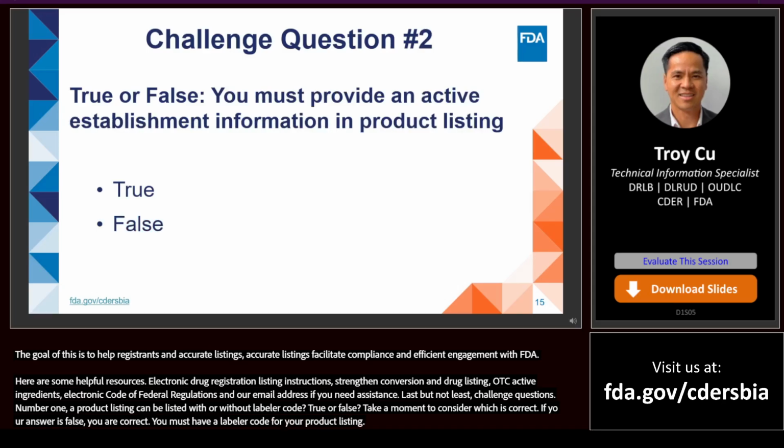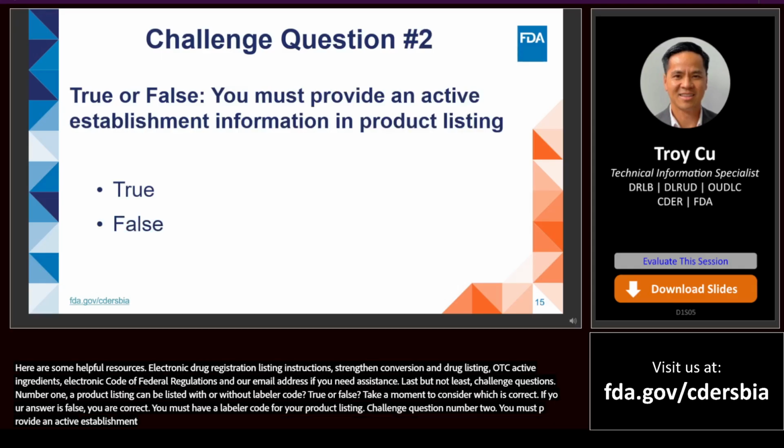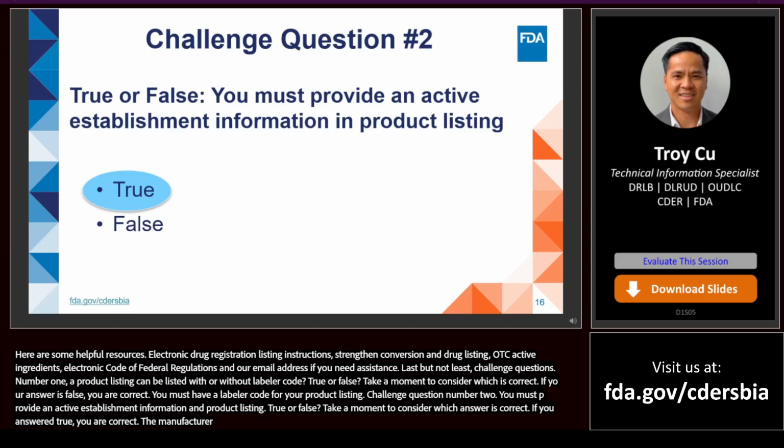Challenge question number 2. You must provide active establishment information in product listing. True or false? Please take a moment to consider which answer is correct. If your answer is true, you are correct. The manufacturer must be active in order for you to use it in your listing SBL.